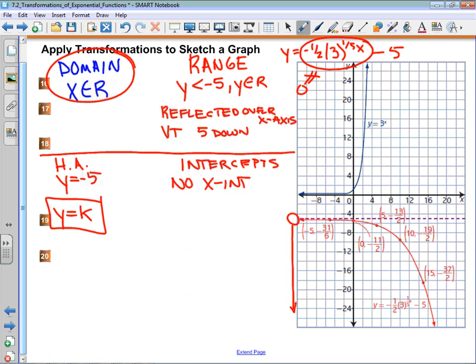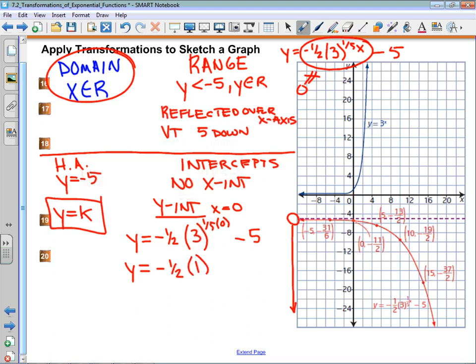The y-intercept, I want to do that my standard way. I'm just going to make x equal to 0. So y is equal to -1/2 times 3 to the power of 1/5 times 0, minus 5. That means that y is equal to -1/2, anything to the power of 0 is 1, minus 5. So I get that y is equal to -1/2 minus 5, which is -1/2 minus 10/2, which is -11/2.